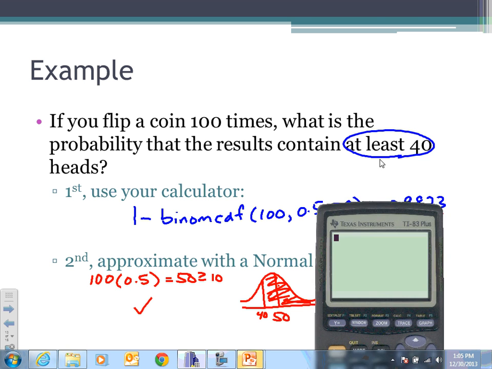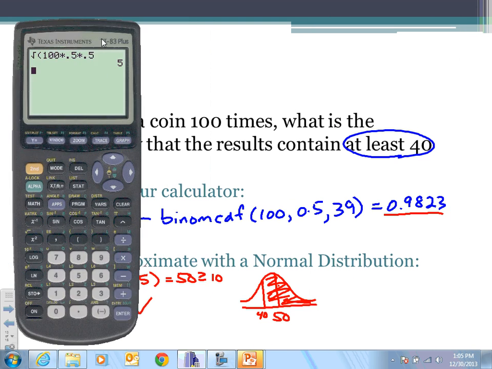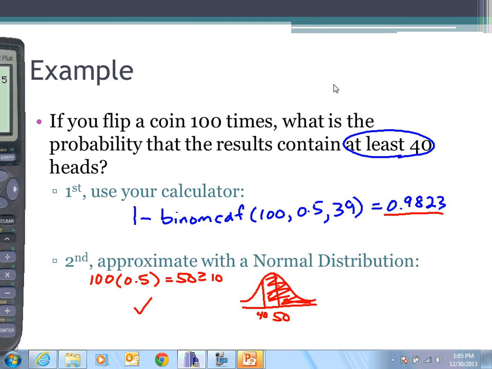In order for us to work with the normal distribution, we also need the standard deviation. So let's put our calculator up here and calculate the standard deviation. We're just going to simply take the square root of n times p times 1 minus p. So we end up with a standard deviation of 5. Let's slide this out of the way. Our standard deviation in this problem is 5. Now we're ready to set up the normal distribution.